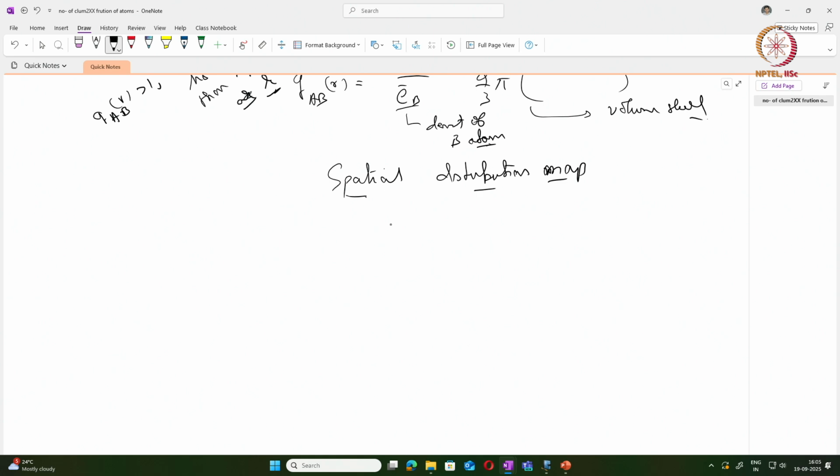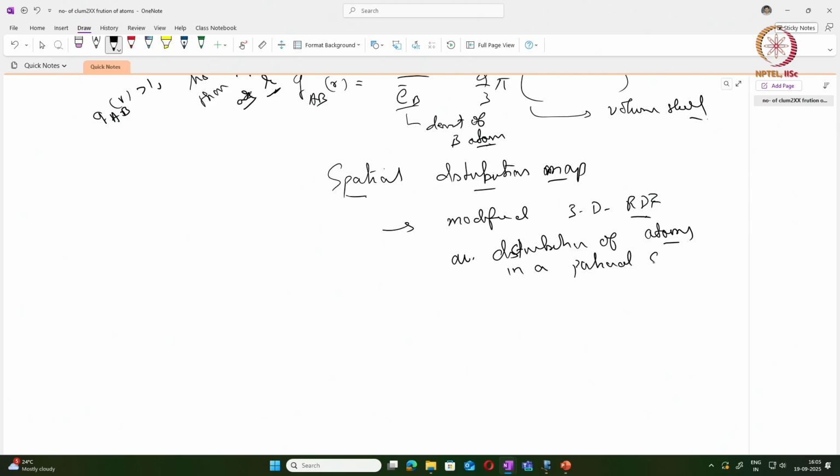Okay, so this spatial distribution map is nothing but a modified three-dimensional RDF. It means that it examines the average distribution of atoms in a particular crystallographic direction. Okay, so these are called spatial distribution maps.